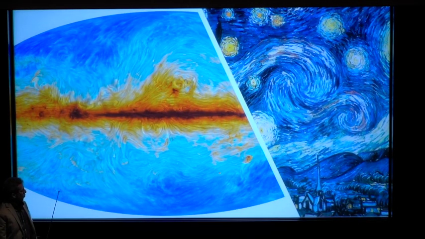Okay, I am a long way from home intellectually. This is my first time, I think, ever attending a magnetic field or interstellar medium oriented workshop.